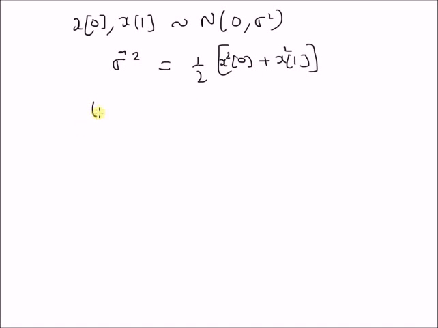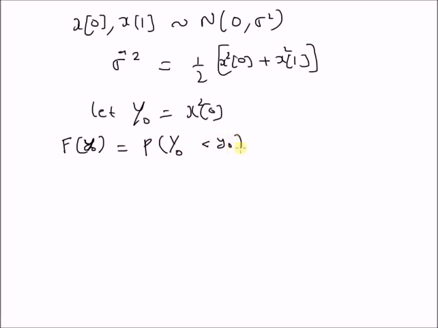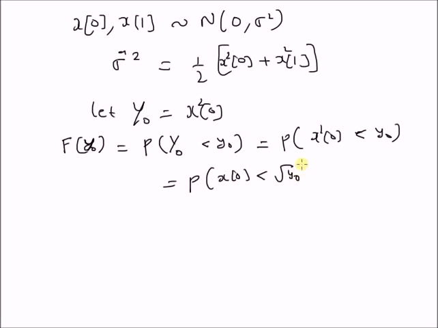Let a random variable y0 be equal to x square of 0. The probability distribution can be determined as follows. The CDF F of y0 is equal to the probability that the random variable y0 is less than a value small y0, which is equal to the probability that x square of 0 is less than y0, since y0 is equal to x square of 0, and this is equal to the probability that x of 0 is less than square root of y0.